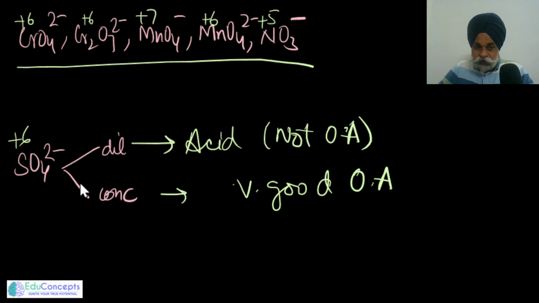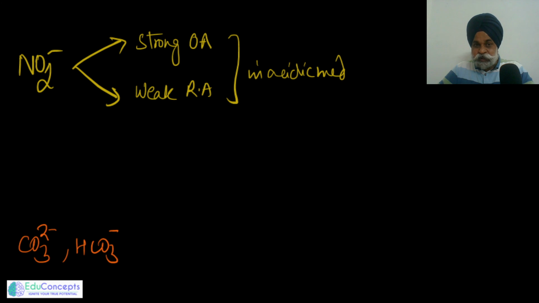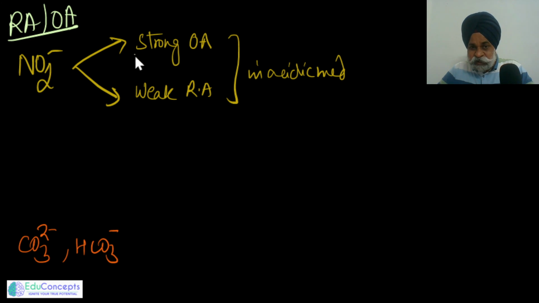So during the classification, we will be doing it that way, whether you are using dilute or concentrated sulfuric acid. But for sulfate, as I said, you need to remember its concentration. Similarly, nitrite ion can act as a reducing as well as an oxidizing agent. In the acidic medium, it tends to act as a better oxidizing agent rather than a weak reducing agent.